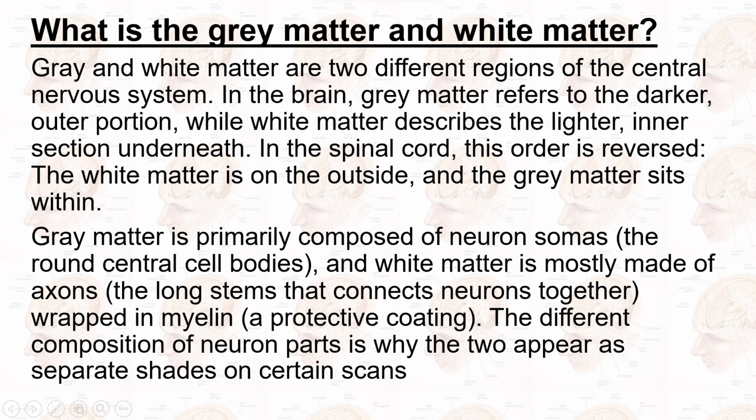Gray matter is primarily composed of neuron somas, the round central cell bodies, and white matter is mostly made of axons, the long stems that connect neurons together, wrapped in myelin, a protective coating. The different composition of neuron parts is why the two appear as separate shades on certain scans.